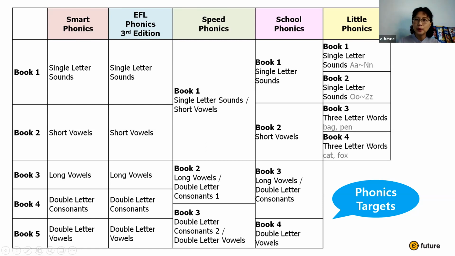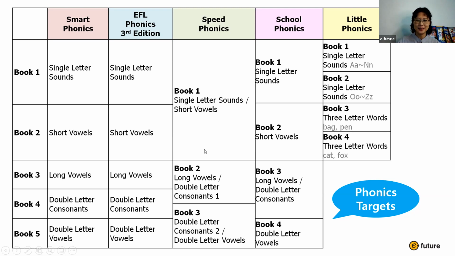And when they finish book 4 of Little Phonics, they can move on to Smart Phonics book 3 or EFL-focused book 3 or Speed Phonics book 2 or School Phonics book 3. Because this is systematically designed, you can change the program if you want. I hope this is very clear. So compare the phonics targets and choose the one that you like, right? Which is the best book for your class, for your students. We want to give you the options.